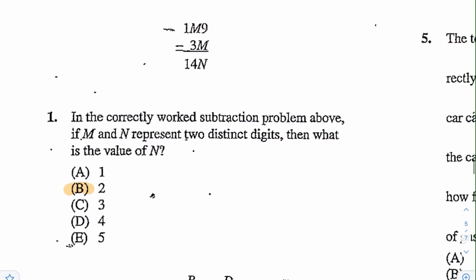Next, we're on question number 1. In the correctly worked subtraction problem above, if m and n represent 2 distinct digits, or just 2 different numbers, then what's the value of n?